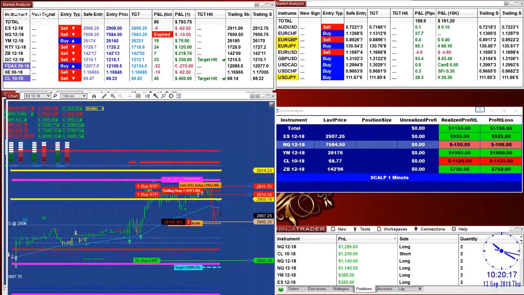So let me see if we can catch anything. I don't see anything catchable right now. The market dropped while we're explaining how things work, so I was late on catching anything.